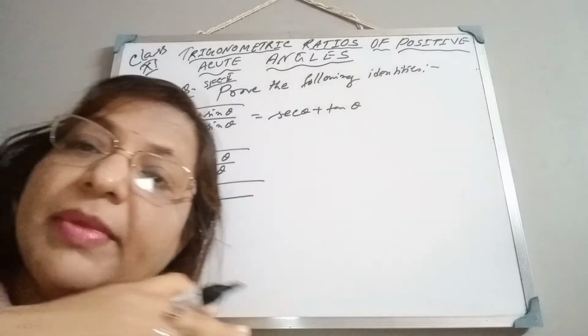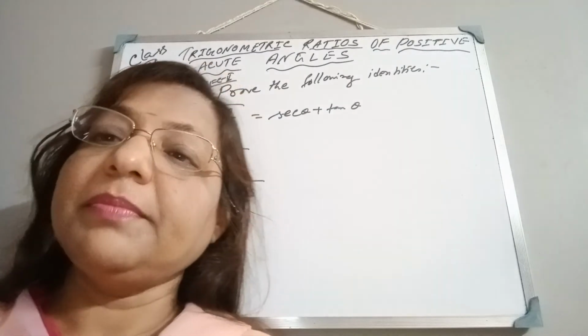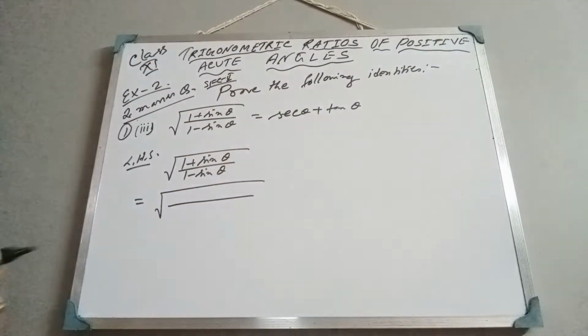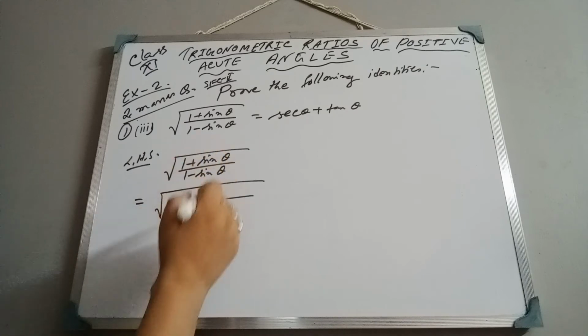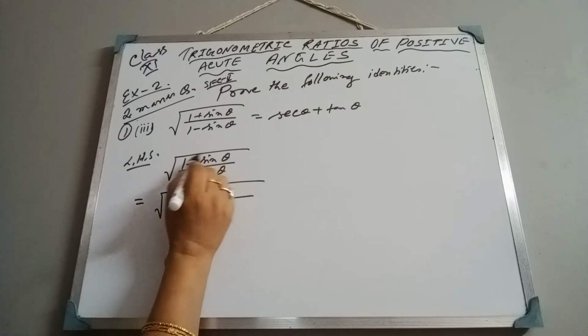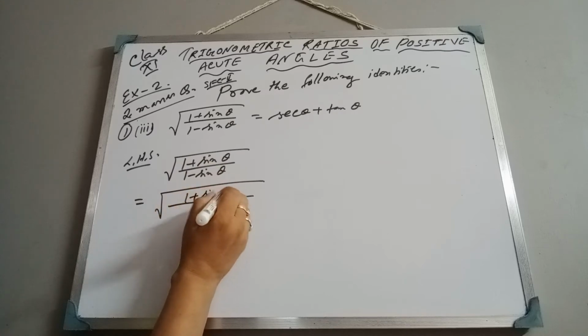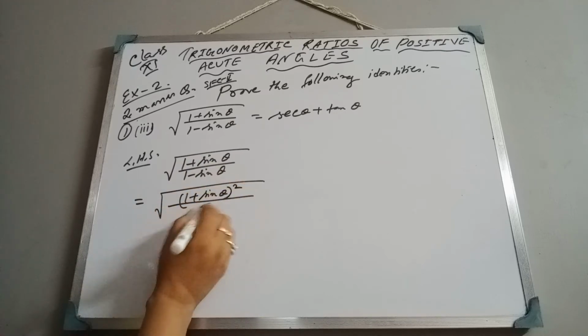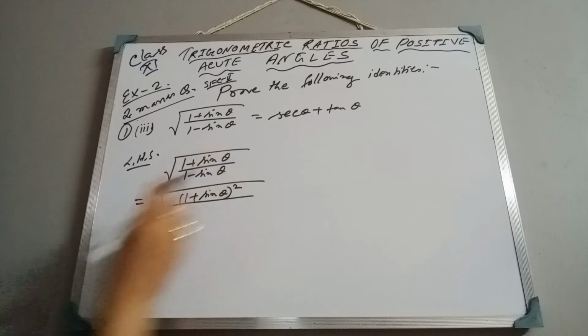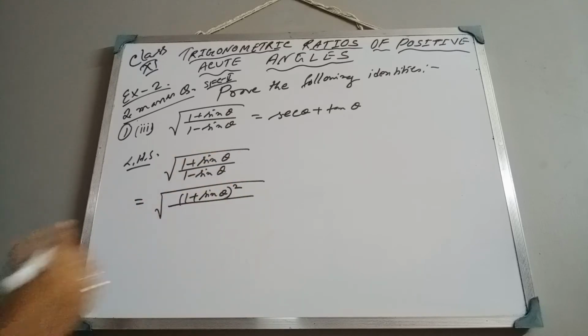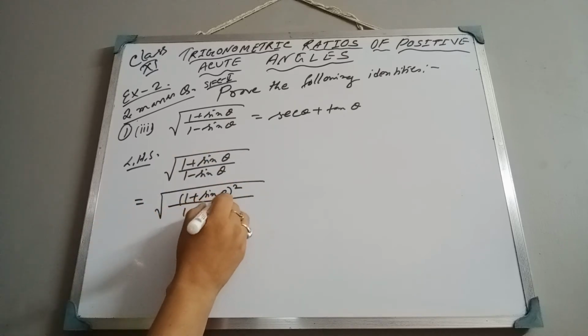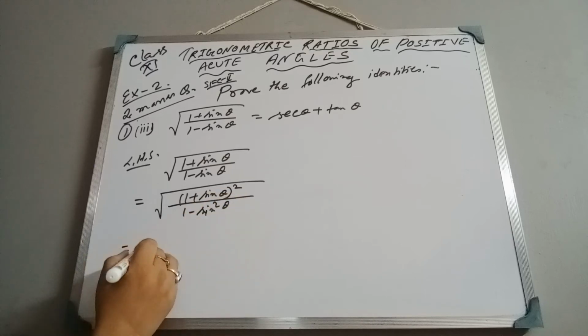So the conjugate of 1 minus sine theta, we know, is 1 plus sine theta. So let us multiply by 1 plus sine theta in both numerator and denominator. When we multiply 1 plus sine theta by 1 plus sine theta, obviously this will be 1 plus sine theta whole square. The denominator part will be 1 minus, a minus b into a plus b, so it will be 1 minus sine square theta. I think now it is clear to you.